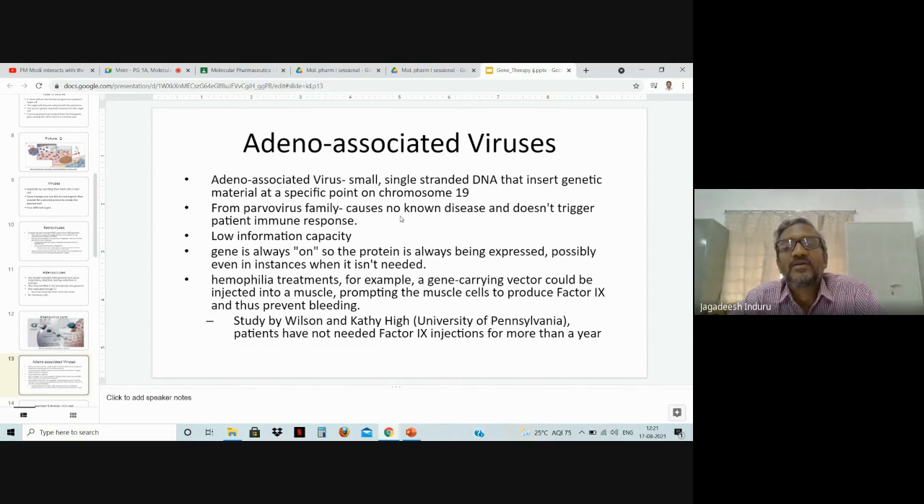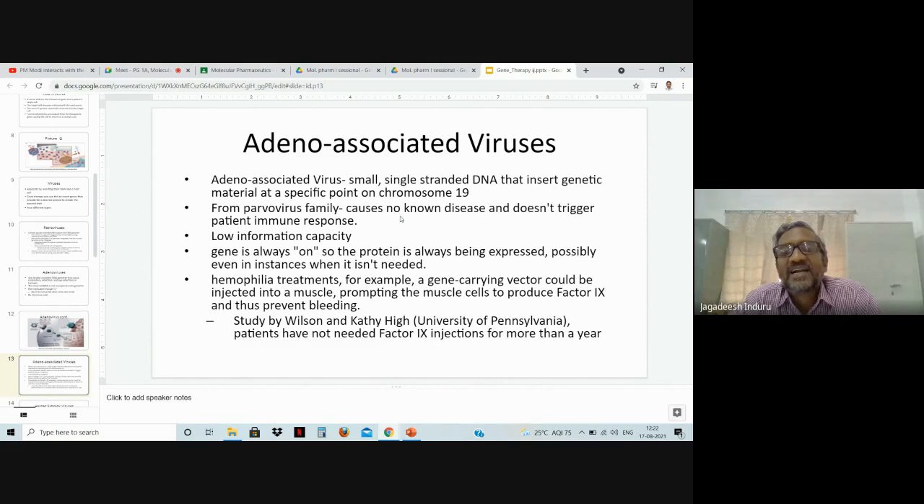The gene is always on, so the protein is always being expressed, possibly even in instances where it is not needed. So this is used for the synthesis of a specific required protein, not for shutting down a protein which is causing damage to our body. This type of vector is used when we want to switch on a gene which is already present but not functioning. In hemophilia treatment, for example, a gene-carrying vector can be injected into the muscle, prompting the muscle to produce factor 9, thus preventing bleeding.